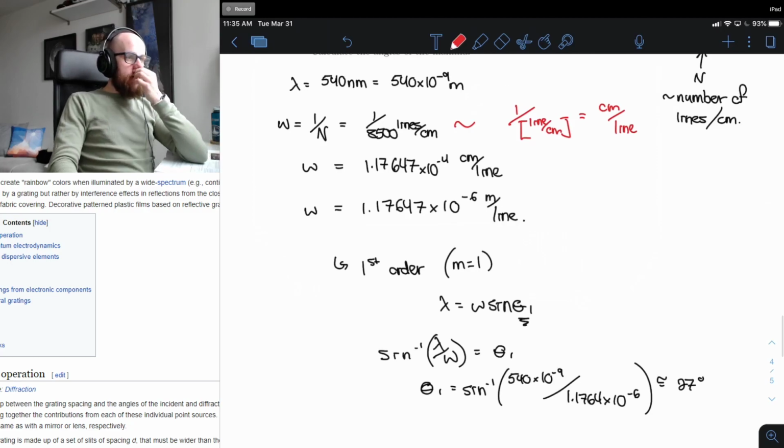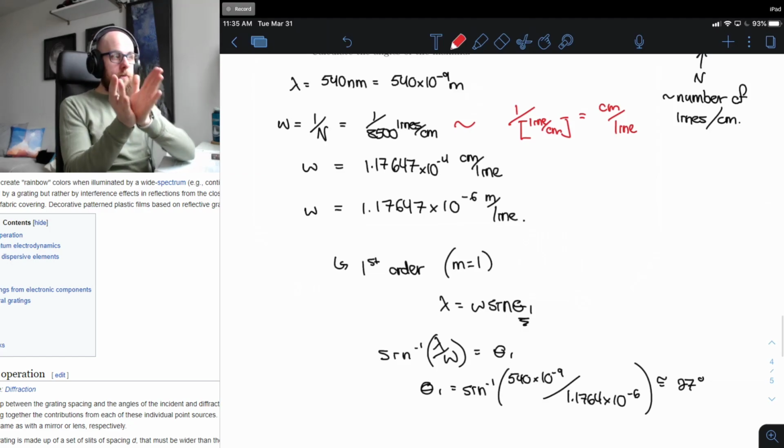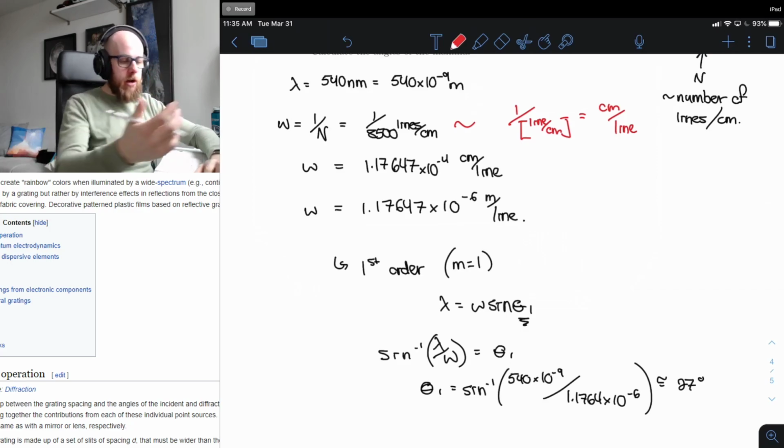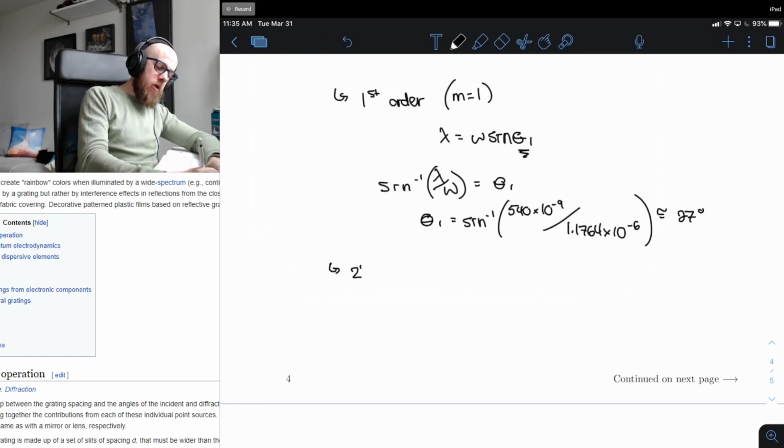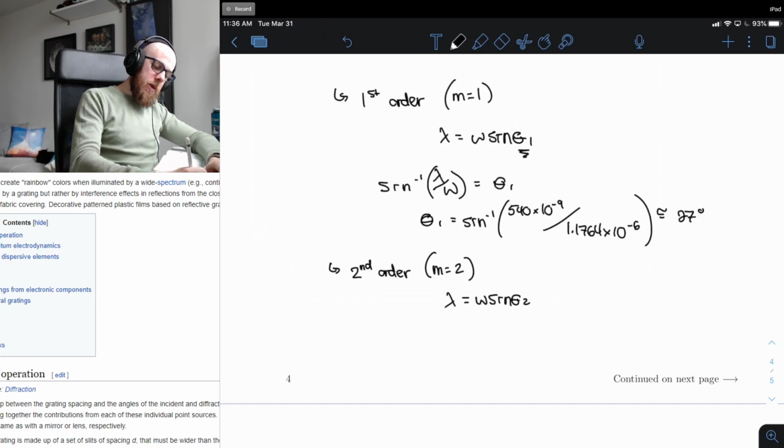Okay, so we found the angle to our first maximum. Now let's keep going. Let's try to find our second order maximum. Same idea, except we're going to make m equal to 2, so second order. Lambda equals W sine theta 2, so theta 2 equals sine inverse of lambda over W.